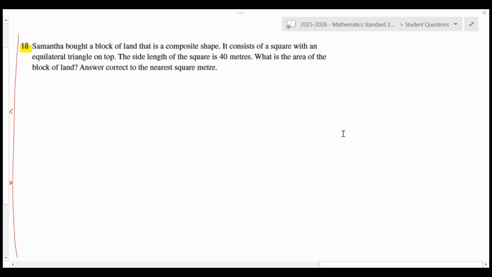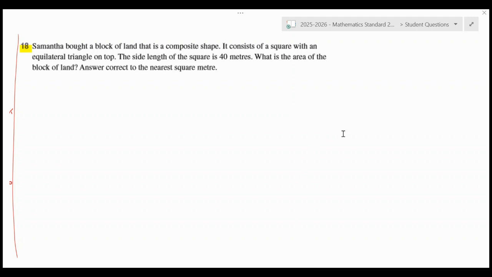All right, question 18. Samantha bought a block of land that is a composite shape. It consists of a square with an equilateral triangle on top. The side length of the square is 40 meters. What is the area of the block of land? We need to answer to the nearest square meter.